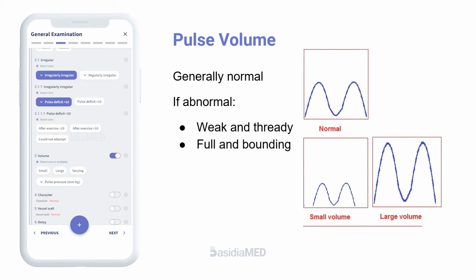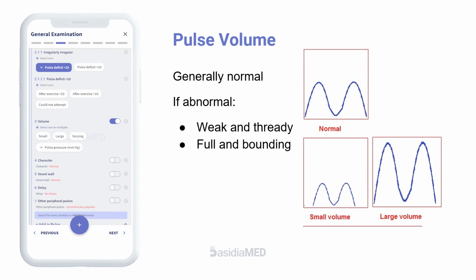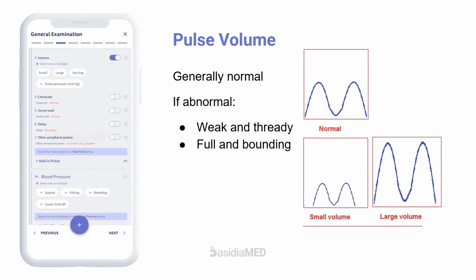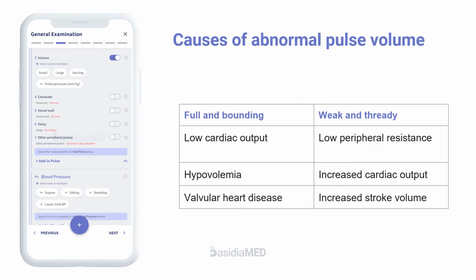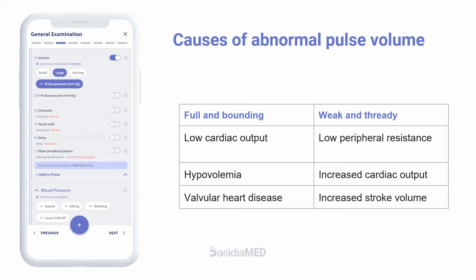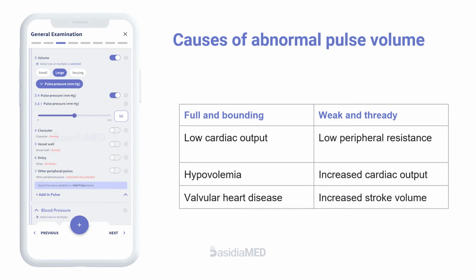Pulse volume. Pulse volume is best assessed by palpating the carotid artery. The degree of expansion displayed by the artery during the diastolic and systolic state is called volume. A weak pulse signifies narrow pulse pressure, caused due to low cardiac output and hypovolemia. A bounding pulse signifies high pulse pressure. It is due to low peripheral resistance, increased cardiac output, and increased stroke volume.